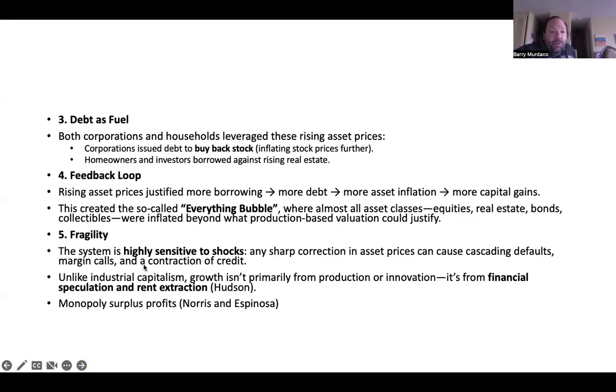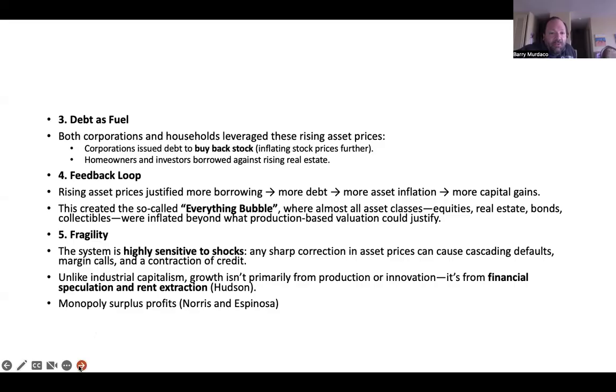Debt as fuel. Both corporations and households leverage these rising asset prices. Corporations issue debt to buy back stock, inflating stock prices further. We talked about this with the meeting of these big tech CEOs and Trump. I mean, this is why they want this thing to continue.